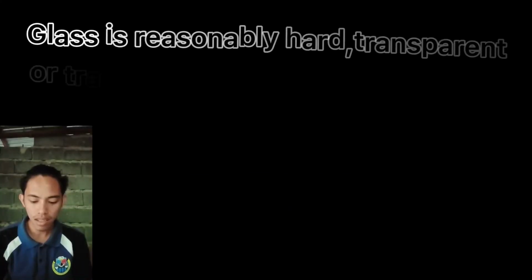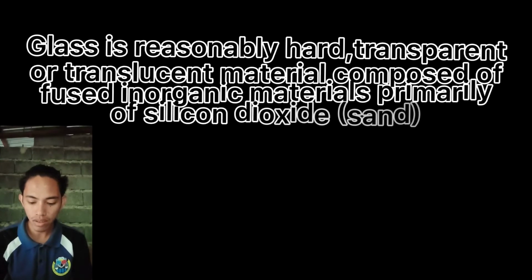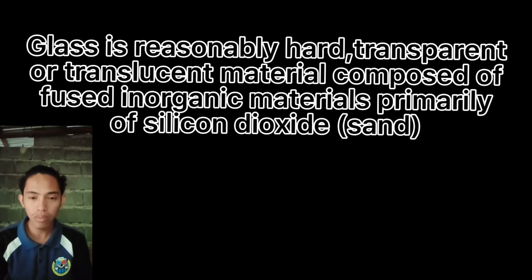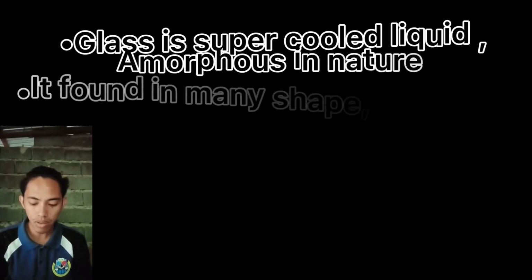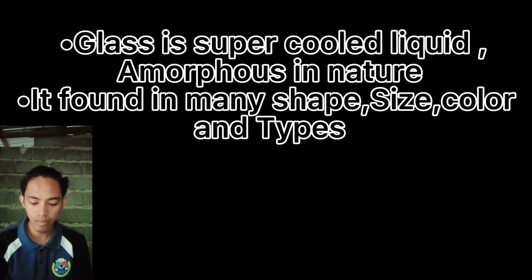Glass is a rigid, hard, transparent or translucent material composed of fused inorganic materials, primarily silicon dioxide and sodium. Glass is a supercooled liquid, amorphous in nature. It is found in many shapes, sizes, colors, and types.